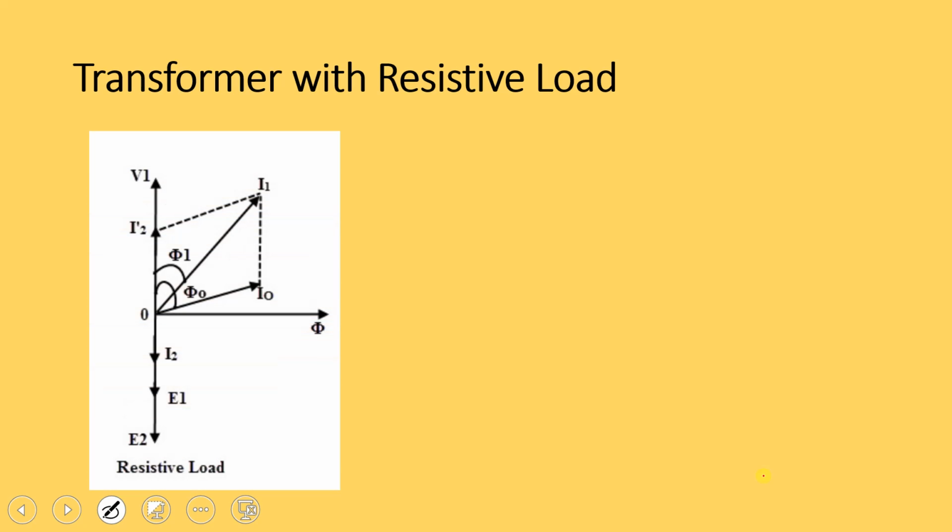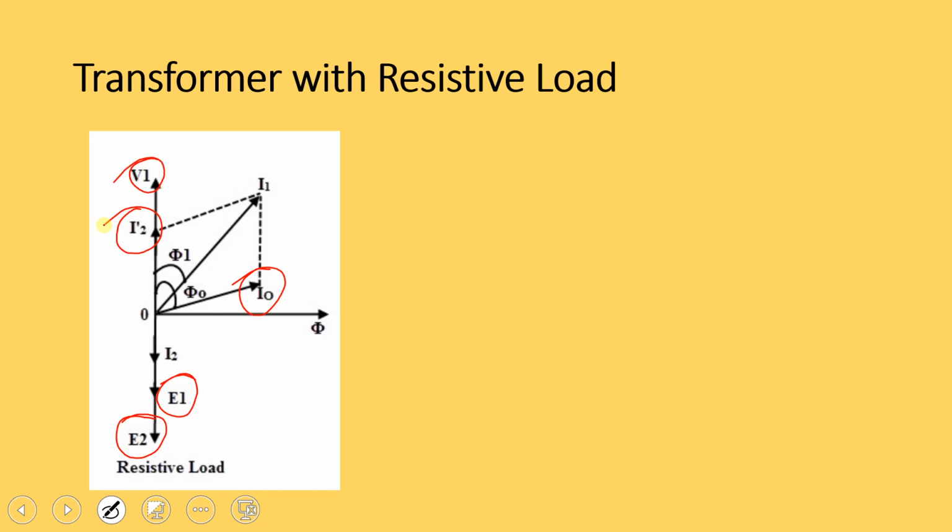This diagram shows a phasor diagram in which we have the resistive load connected. Now this is the V1 produced in the primary side. Because of this V1, the E1 is produced in the opposite direction, and this is E2, the induced voltage of the secondary, and this is our I0, the no load current, and this is I2 dash.